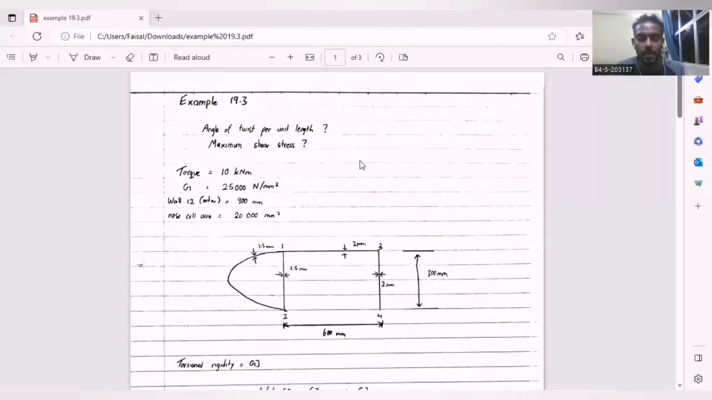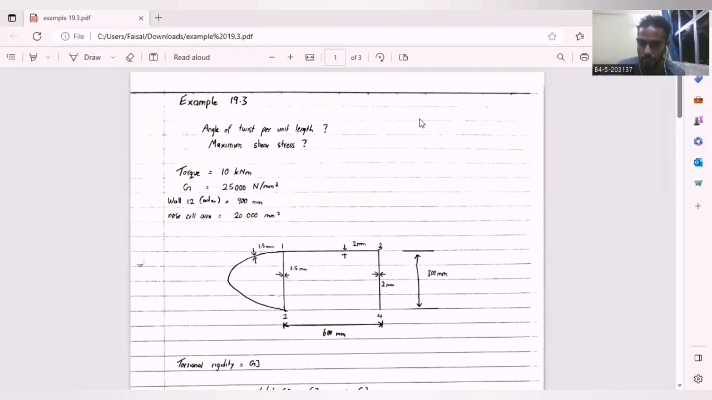Hello, Doctor. My name is Muhammad Faisal bin Bahrudin, and my metric number is 203137. And I am from Group 4 together with Ridwan and Agaran. Now I'm going to explain example 19.3, which is done by me.